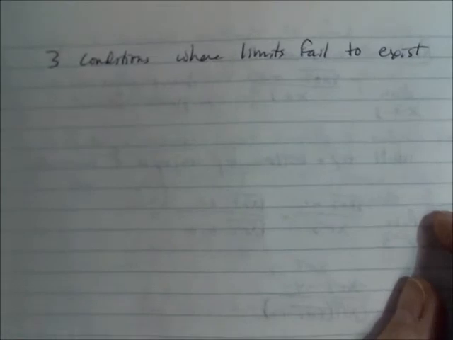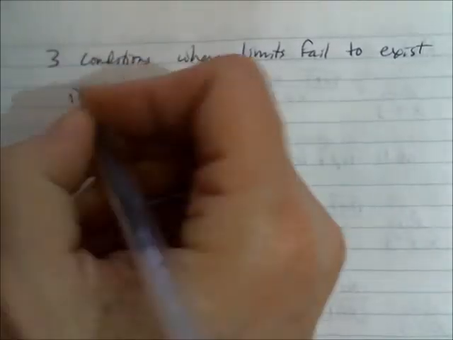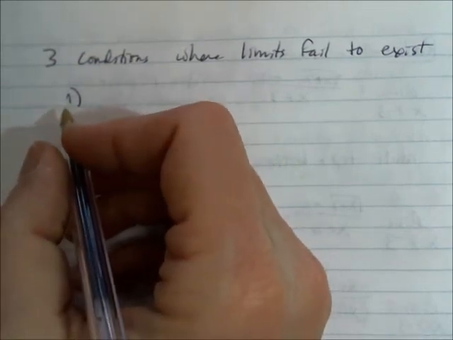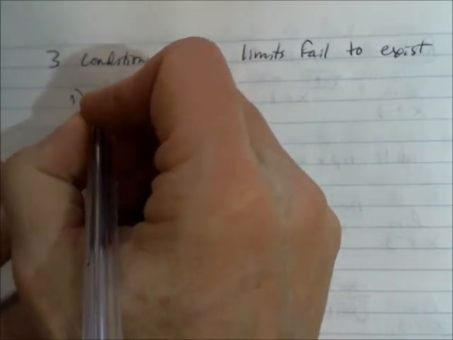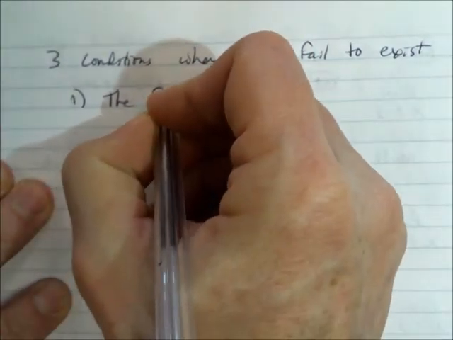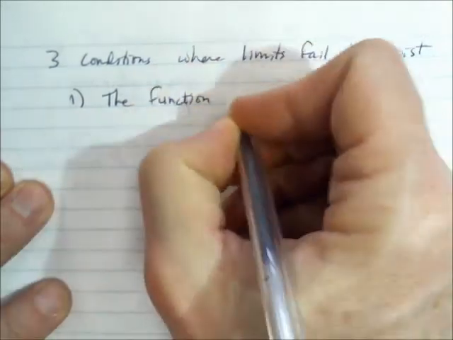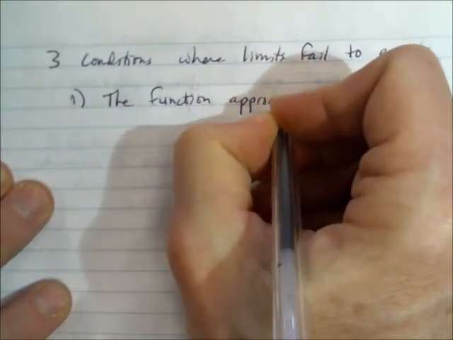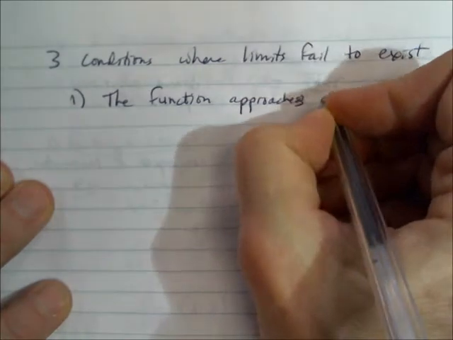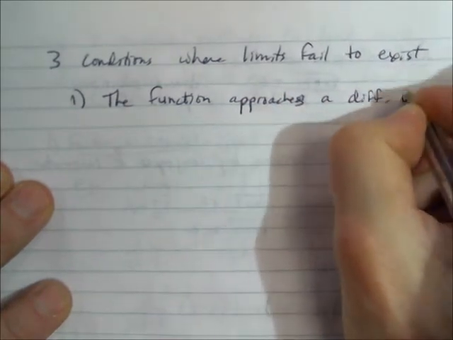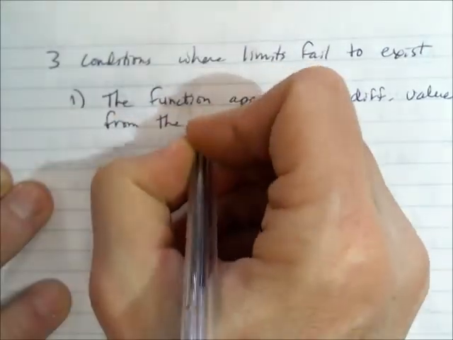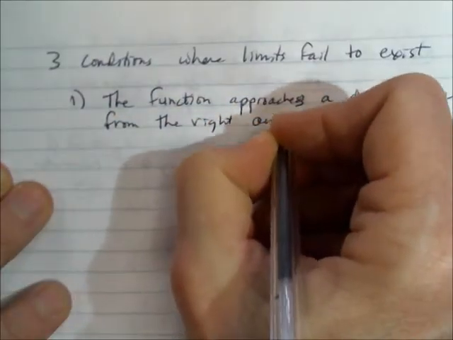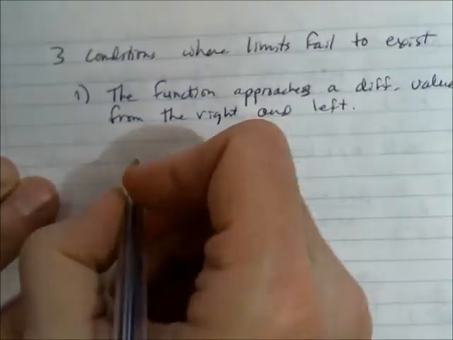Three conditions where limits fail to exist. The first condition is the function approaches a different number from the right than from the left. And we've looked at those in the past. The function approaches a different value from the right and left.